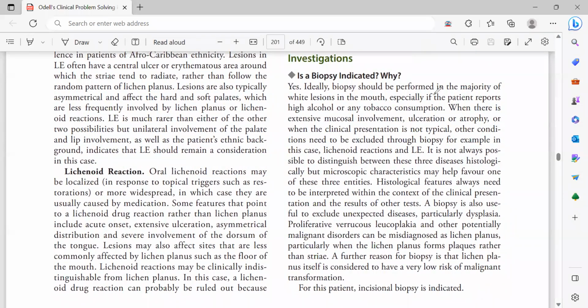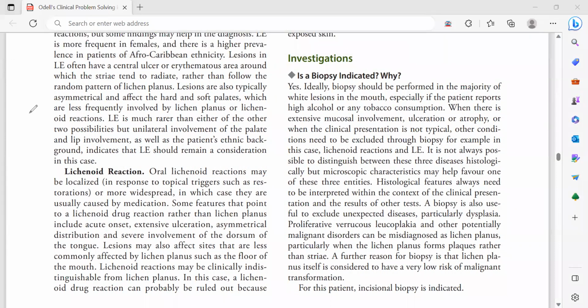I will just draw something here. Its appearance is like that. So here is red discoloration or a red central area, and then the striae are radiating in a random pattern, like this. So this is the characteristic of lupus erythematosus.